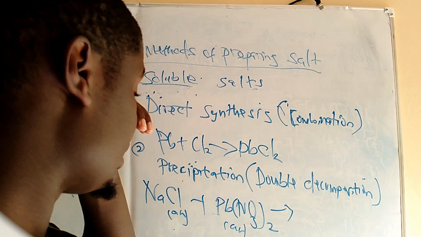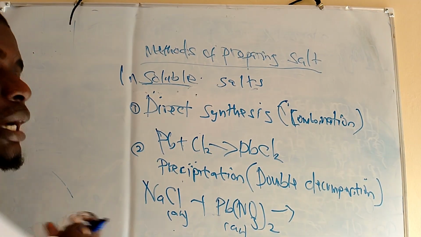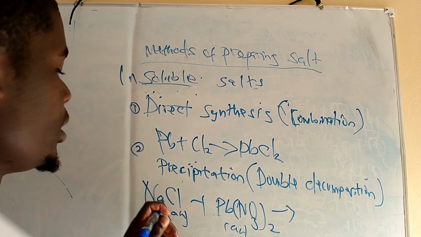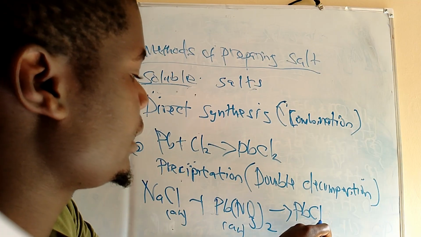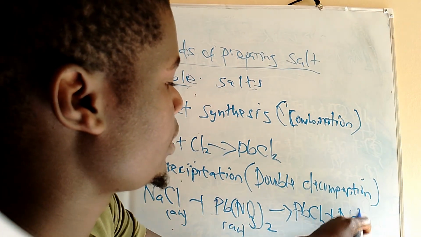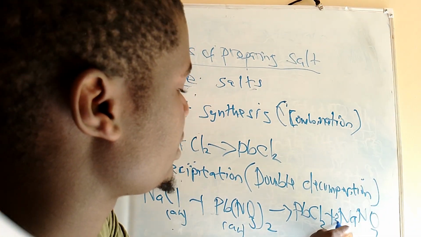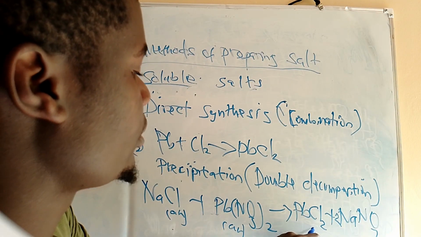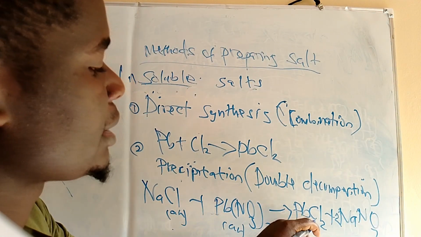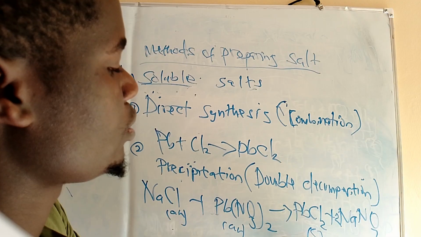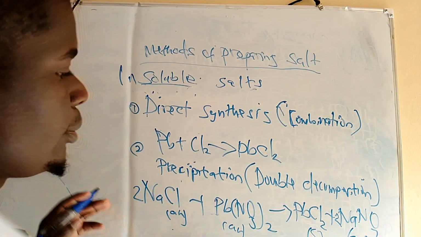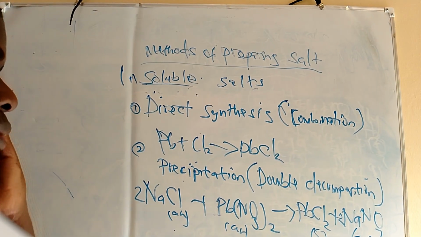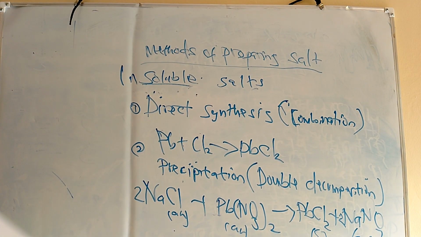They will interchange the ions. So we will have lead 2 chloride plus sodium nitrate. You balance the equation and the state symbols. All chlorides are soluble except lead 2 chloride. This one is a solid, this one is aqueous, and then you put it there, your equation is balanced. So this is what we call precipitation reactions or double decomposition.